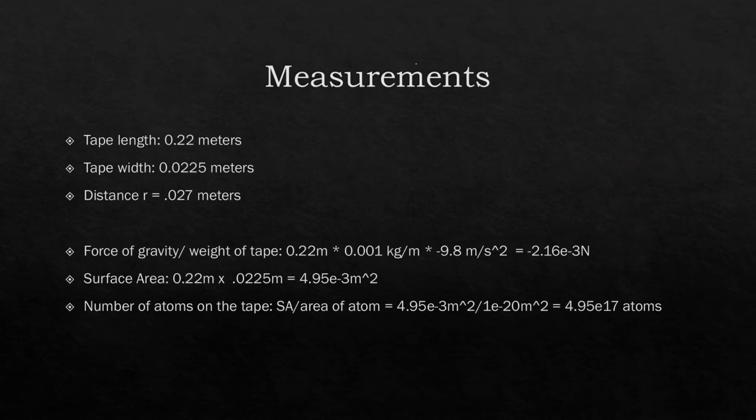In this experiment, we measured the tape length to be 0.22 meters, the tape width to be 0.0225 meters, and the distance between the top and bottom tapes was measured to be 0.023 meters. Using these values, we also calculated the force of gravity, or weight of the tape, surface area, as well as the number of atoms on the tape, as you can see below.